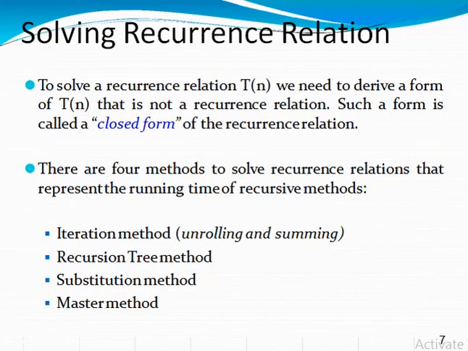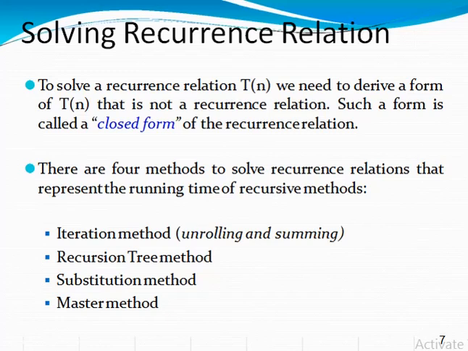How to solve? There are four different methods for solving any recurrence relation. To solve the recurrence relation t of n, we need to derive a form of t of n that is not a recurrence relation. Such a form is called the closed form of the recurrence relation.